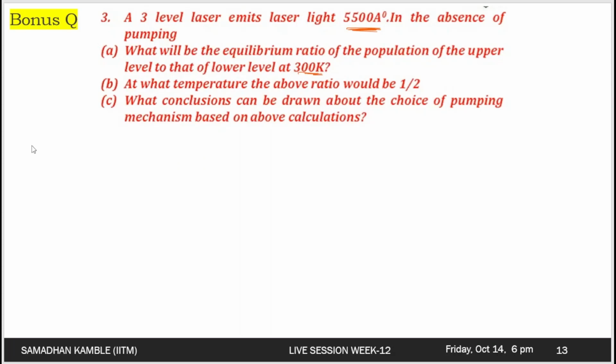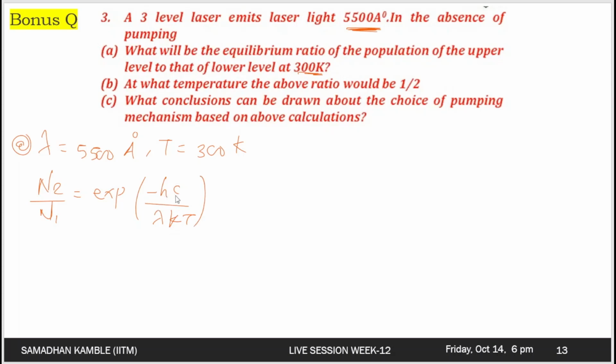Okay, so the given lambda is 5500 angstrom and the temperature is 300 Kelvin. We know that from the Boltzmann distribution, N2 over N1 is nothing but an exponential of minus hc over lambda kT, where k is the Boltzmann constant. Here hc by lambda is nothing but delta E or h nu.